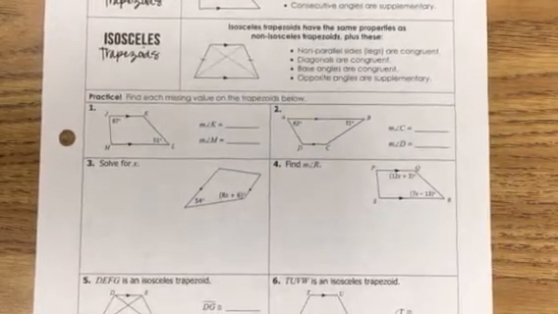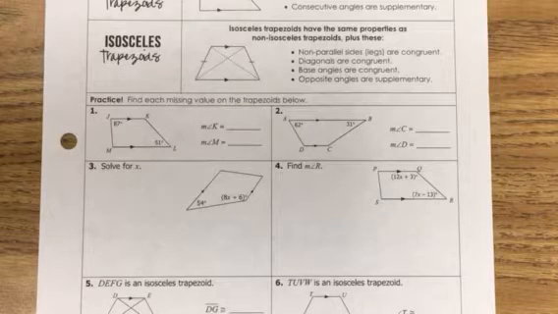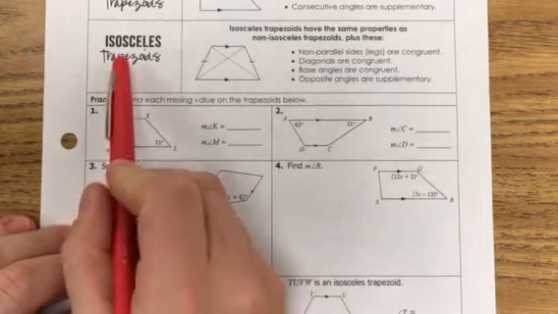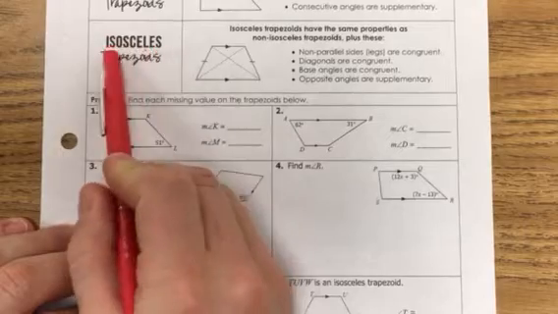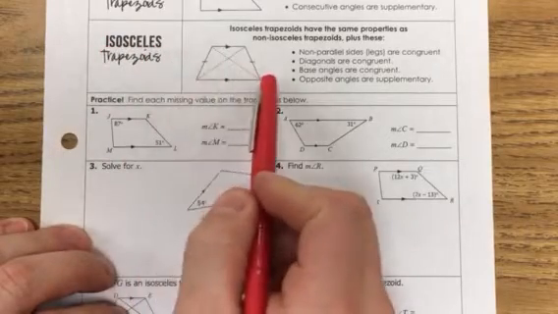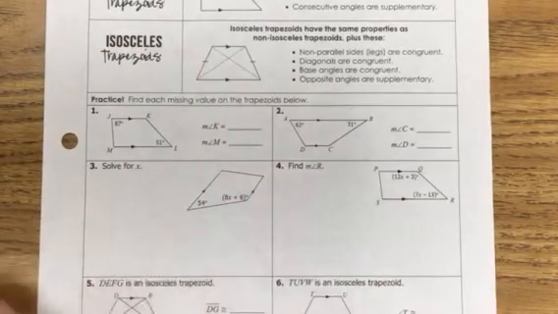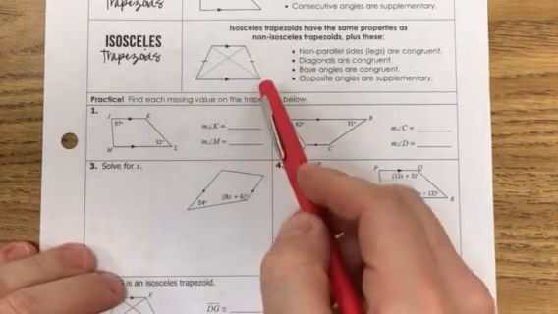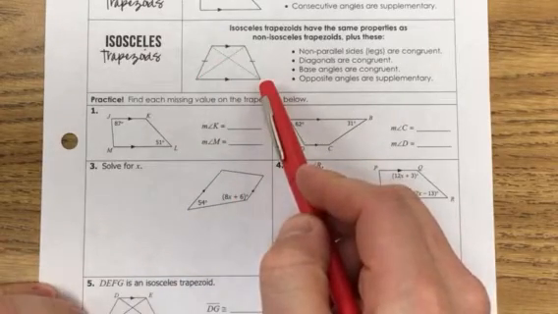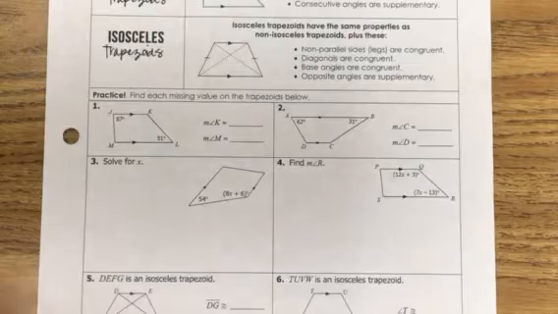Looking down below, isosceles trapezoids. Now, the only difference is isosceles tells us that I have two congruent legs. Two legs are marked congruent. So now we know a couple different things. We know that non-parallel sides, the legs, are congruent. We know that the diagonals, the dotted lines through the middle, are congruent. The base angles are congruent, which we just talked about a minute ago.